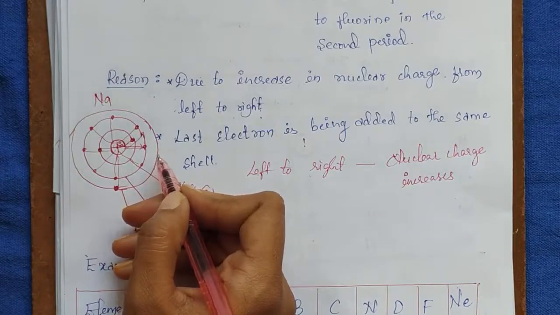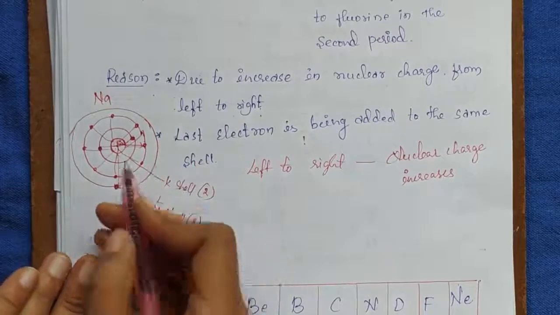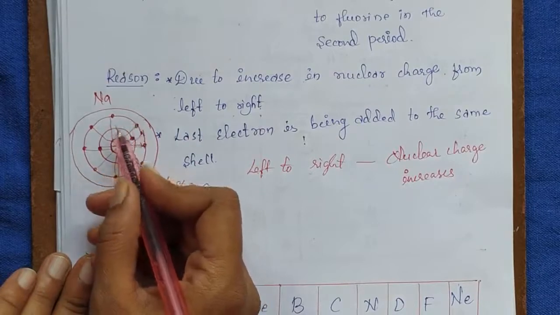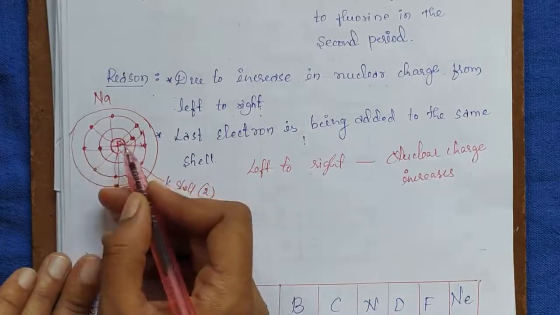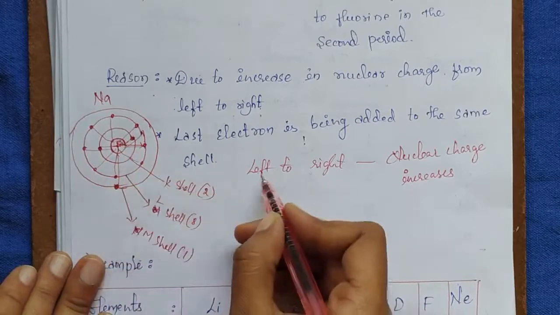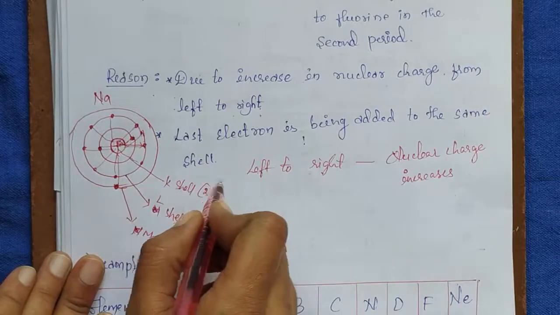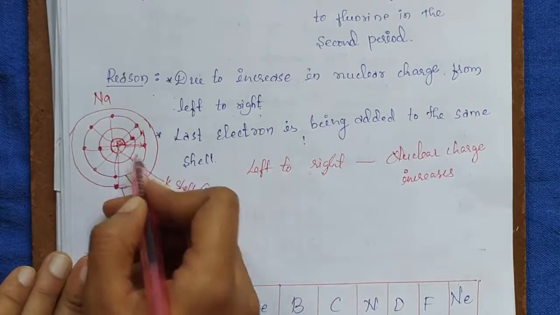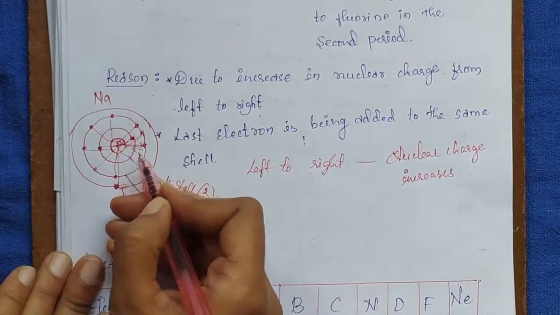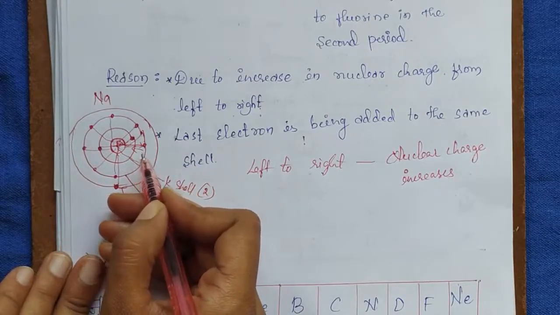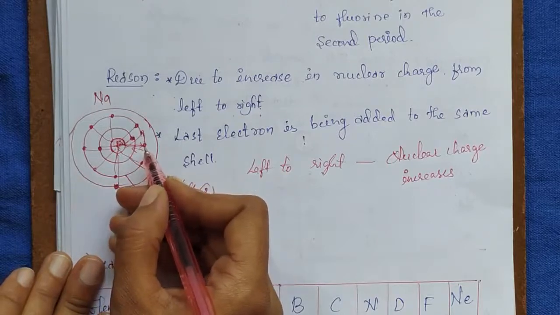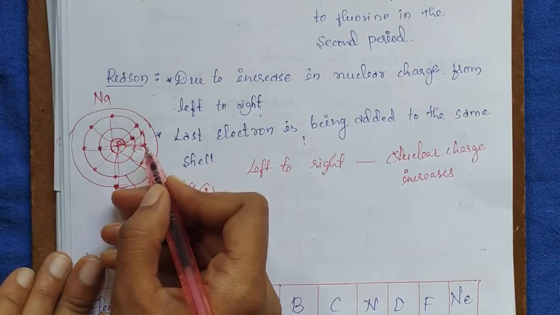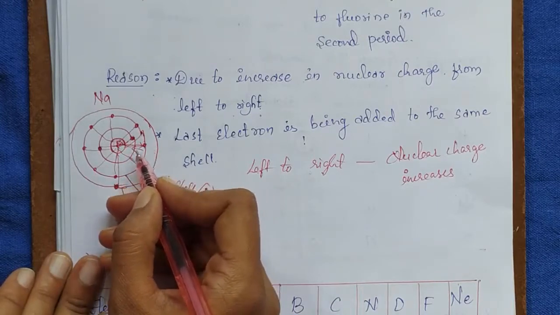I repeat it once again. See here, the attraction between the nucleus and the outermost electrons, or the electrons which are present in different shells, increases as we move from left to right, or across the period. When these electrons are attracted by the nucleus, they are slightly pulled inward. When they are pulled inward, there is a decrease in the distance between the nucleus and these electrons. As a result, atomic radii decreases as we move across the period.